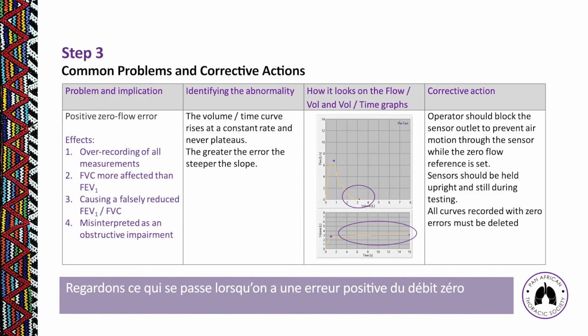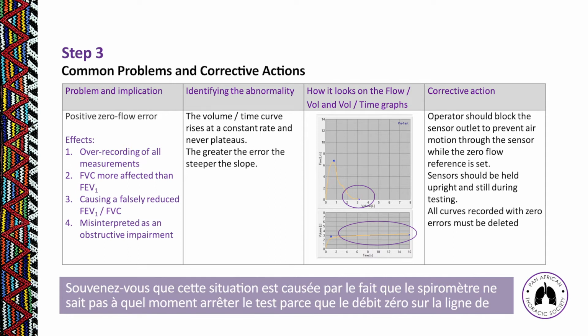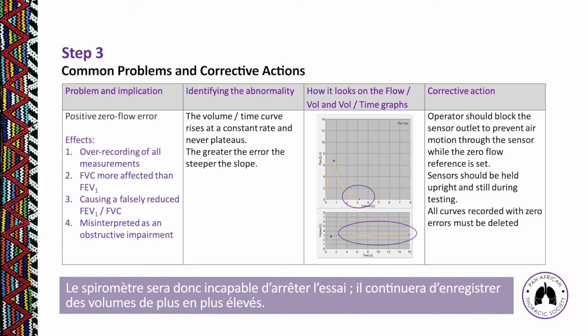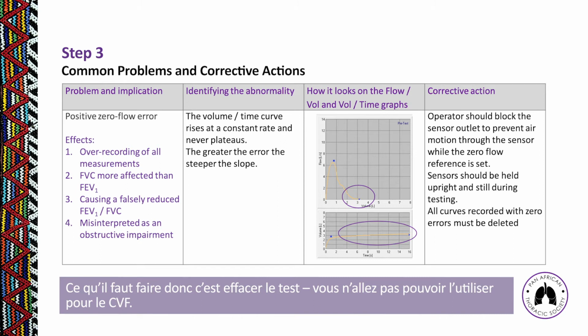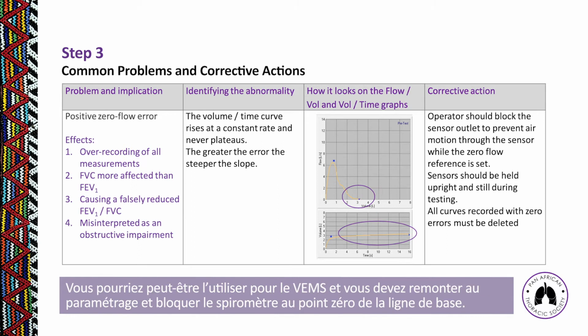Let's look at what happens when we have a positive zero flow error. So remember that this is when the machine does not recognize the end of test correctly because the baseline zero flow was not measured correctly. And this will result in there being no close off of the test by the spirometer. So the spirometer just keeps on reading a higher and higher volume. So what you need to do now is delete this test. You're not going to be able to use it for FVC. You may still be able to use it for FEV1. And you need to go back and block the sensor of the spirometer when the zero flow reference is being set.